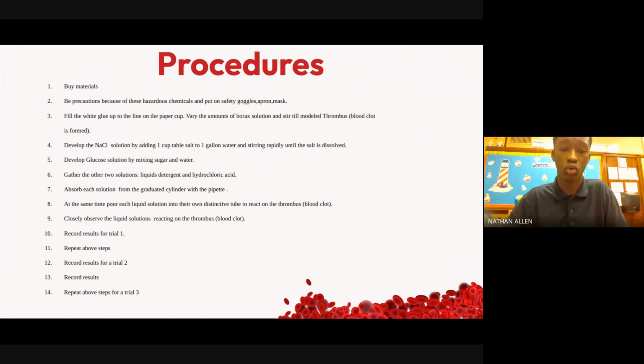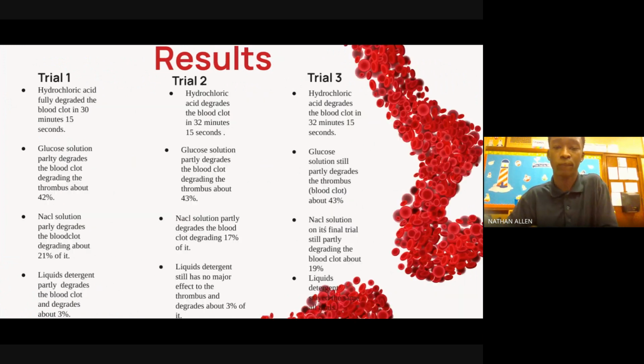Step 10, record results for your first trial. Step 11, repeat above steps. Step 12, record those results for trial 2. Step 13, record results. And step 14, repeat above steps for a third trial.